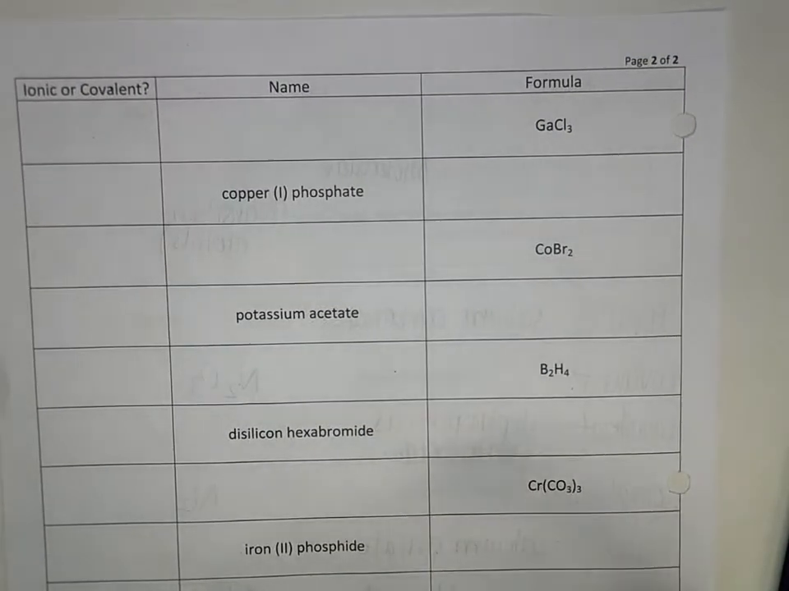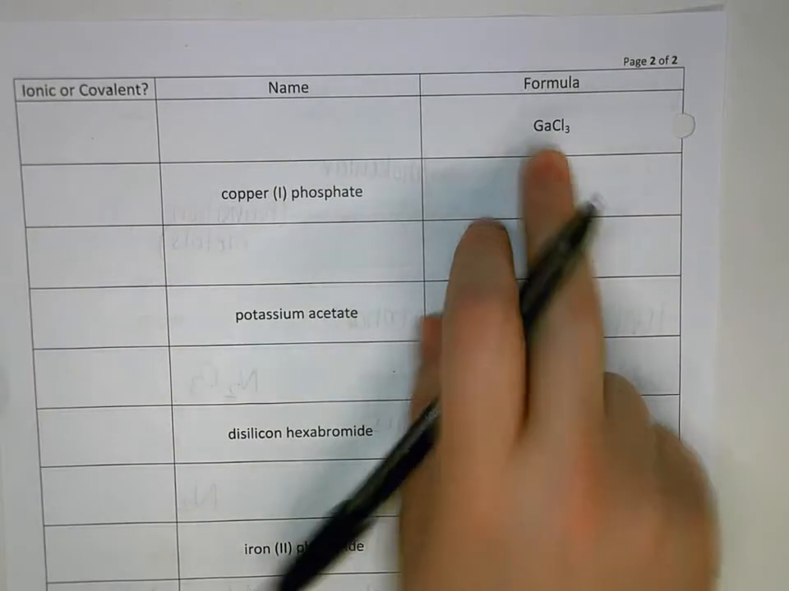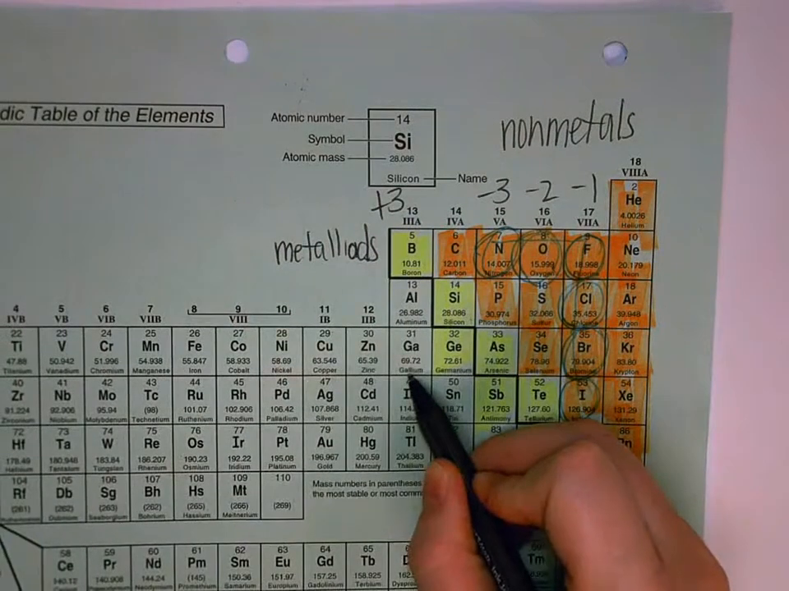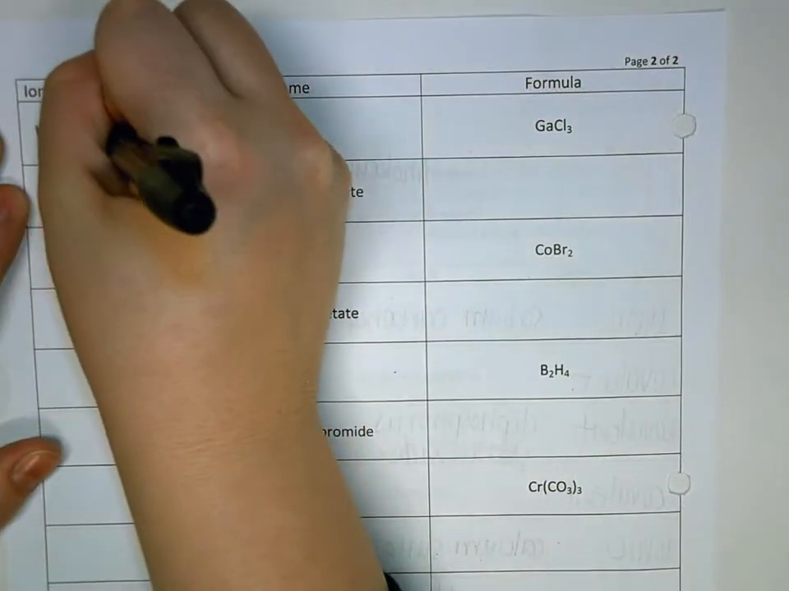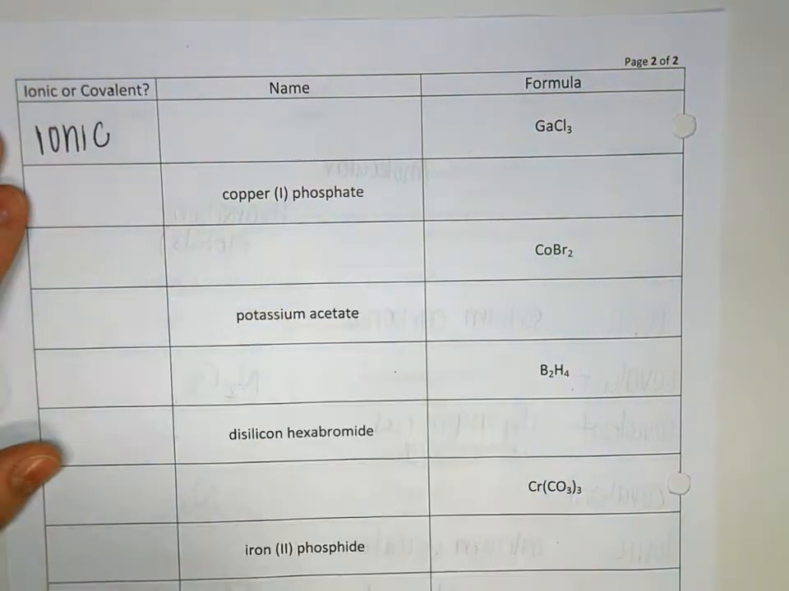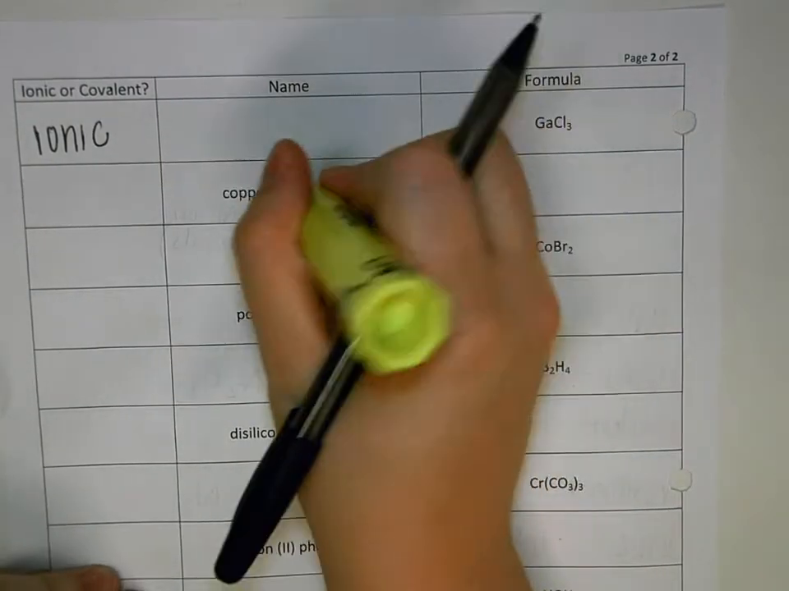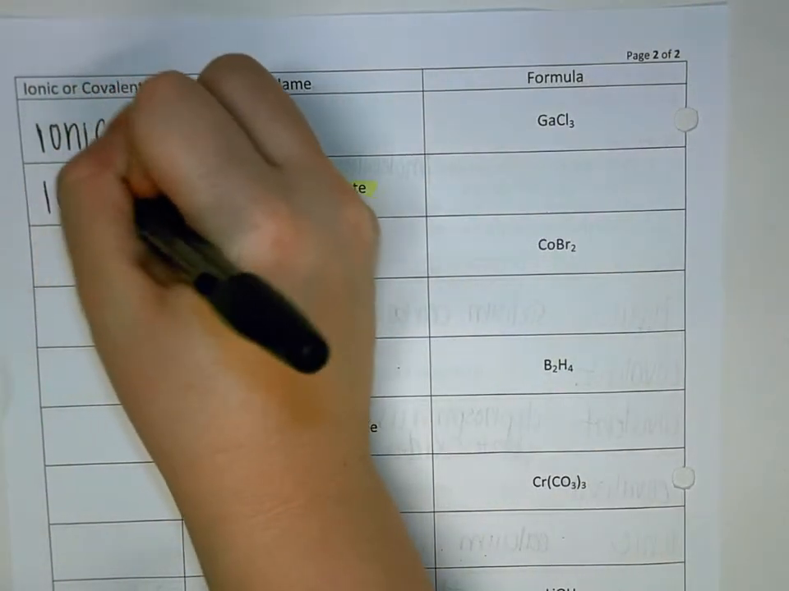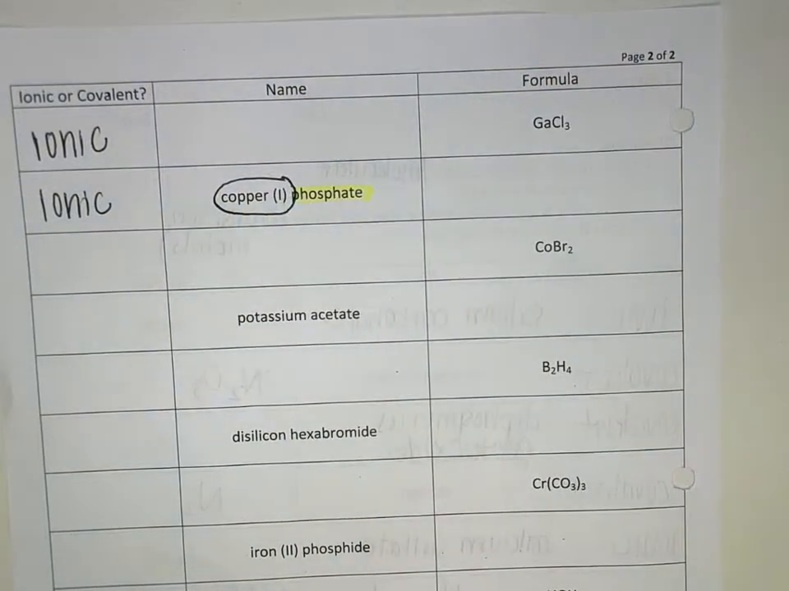So first thing we should do is identify these as either ionic or covalent. So I've got gallium and chlorine. Gallium is a metal, Cl is a nonmetal, making this ionic. Copper 1 phosphate. I've encountered a polyatomic ion, which means this must be ionic. I also have a metal that can have more than 1 possible charge, and that's copper 1.